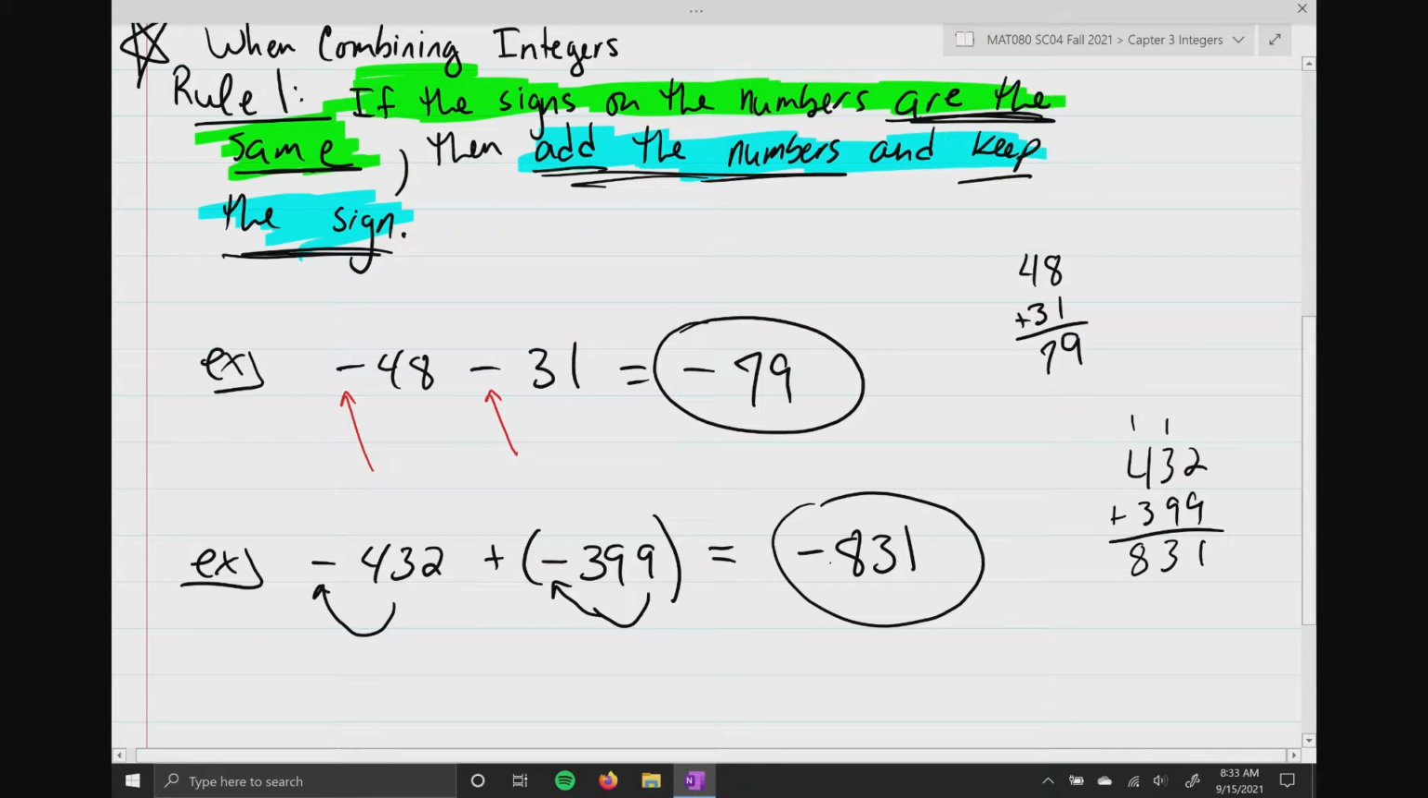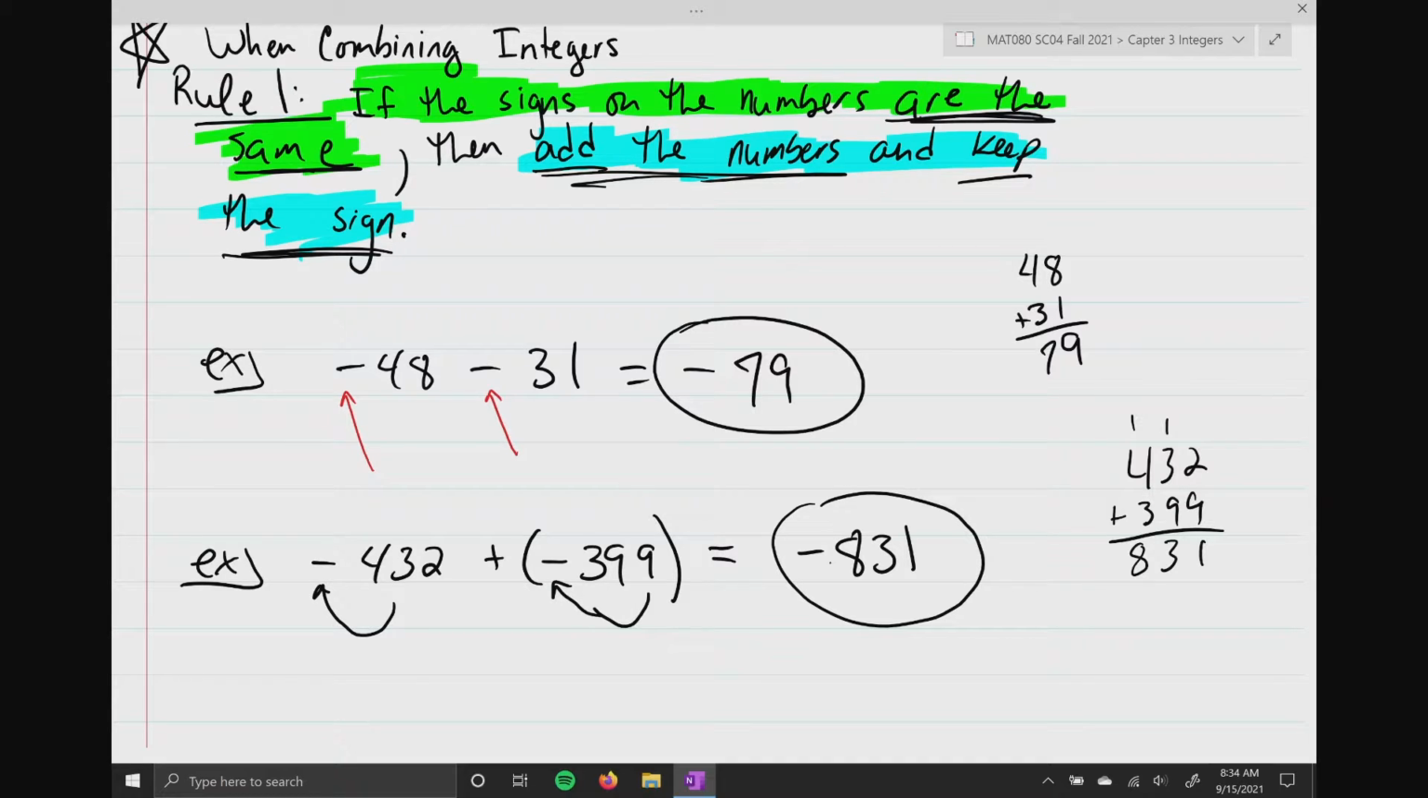Now, visually, what's happening here is you're on that number line. You're starting at negative 432, and then you're moving to the left 399 spots. And when you stop, you're going to be standing at the number negative 831. How are we looking so far, everybody? Is it as hard as what you thought?